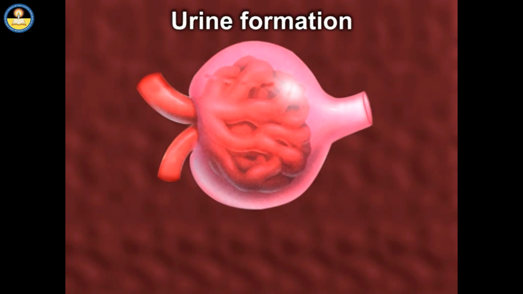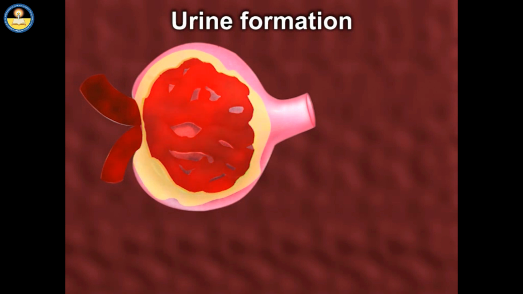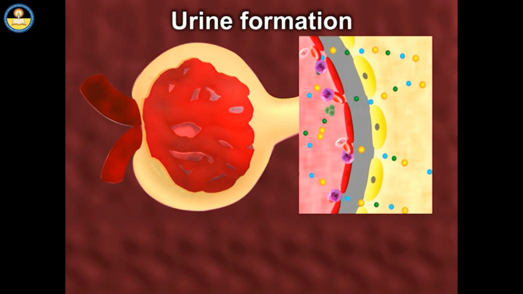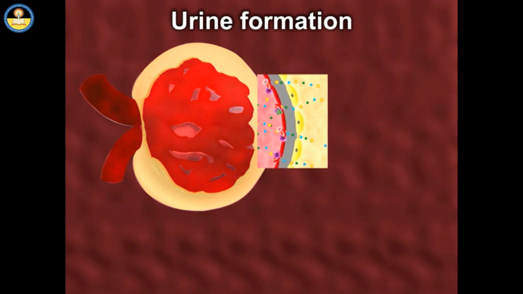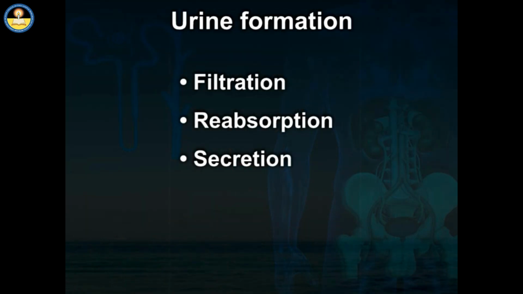For the production of urine, the kidneys do not simply pick waste products out of the bloodstream. Rather, millions of nephrons filter the blood to produce urine by three microprocesses: filtration, reabsorption, and secretion.